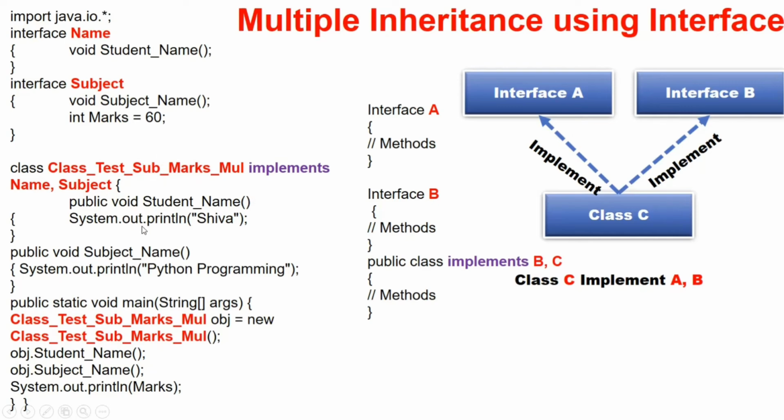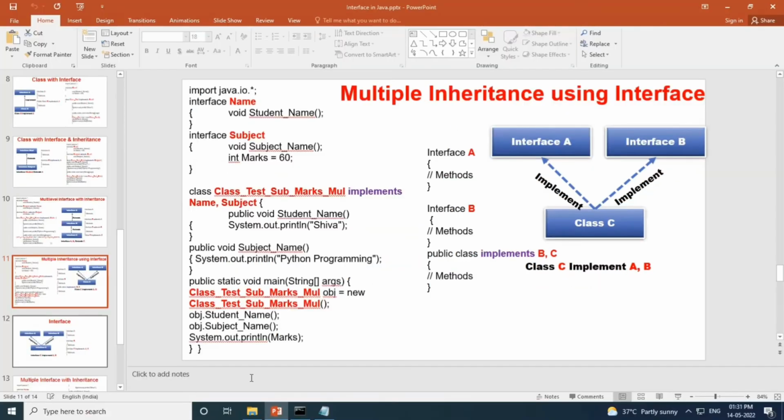So this is our class name. It has an output statement for the name method as well as subject method. Also it carries some marks. So now we come to the object invocation. So this is our class object which is going to invoke this class, right? Object.student_name, object.subject_name, and System.out.println for printing the marks. Let's see how this works.